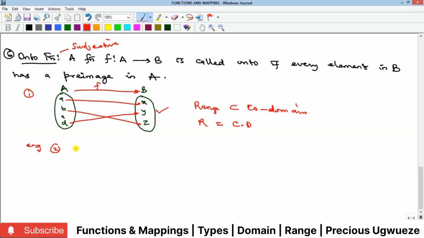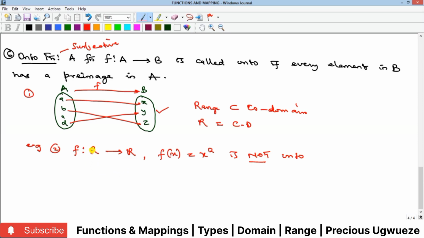Look at it here. If you have f going from R, where R is the set of real numbers, to R, so the domain is the same thing as the codomain, and then you define the function f of x to be equal to x squared. This is not onto. Why? It is not onto because not every element in the codomain is mapped.